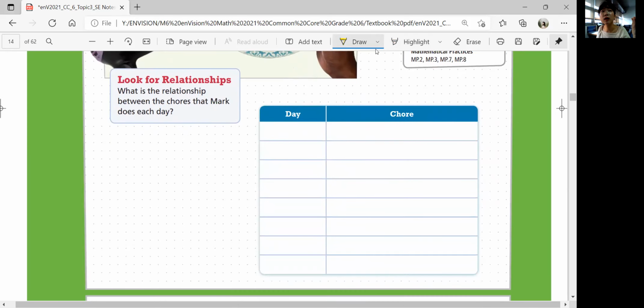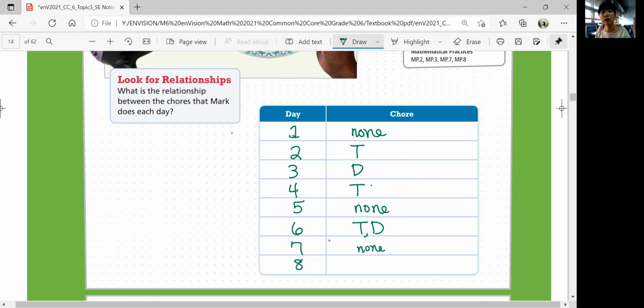So let's complete our table down here in a more organized way. Day 1, no information, but we're gonna say no, okay? Day 2, he sets the table. Day 3, he does the dishes. Day 4, he will set the table. Day 5, he will do nothing, okay? Day 6, he will set the table, and 1, 2, 3, he will also do the dishes, okay? 7, none. 8, he will set the table. Okay, so table is every other day.